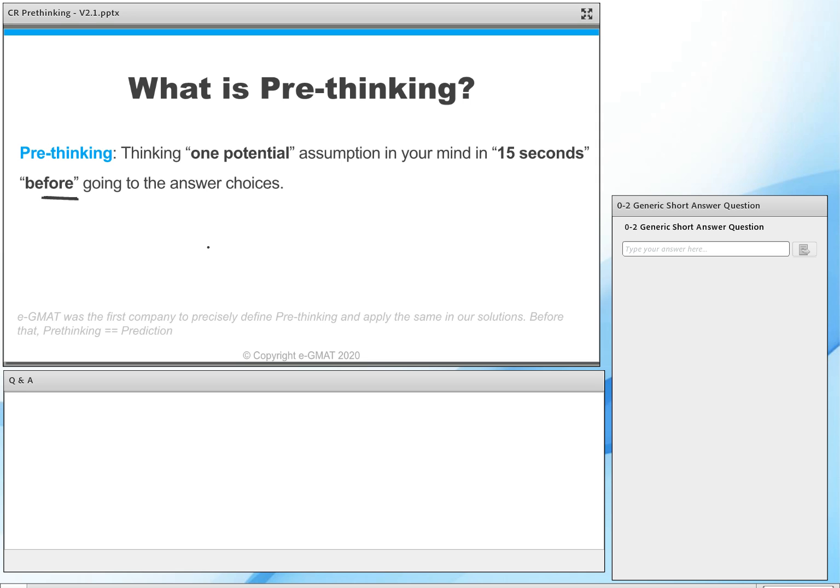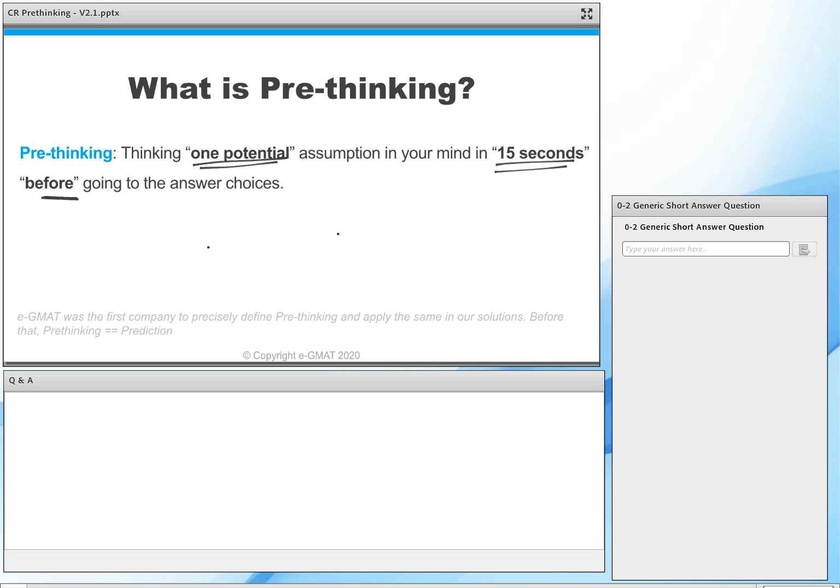The second thing is that pre-thinking is not about predicting the answer. An argument can have multiple assumptions. You're looking at one good assumption over here. And the third thing is that a skilled pre-thinker, after reading the argument, is able to do this in about 15 seconds.